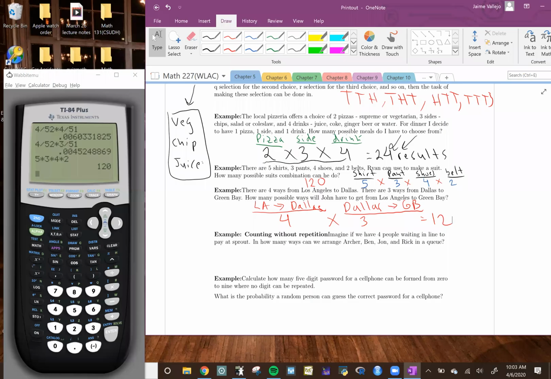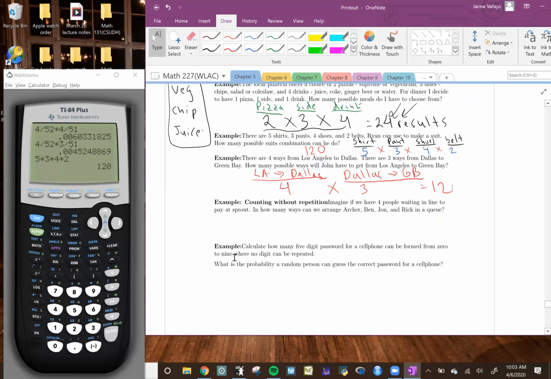Types of problems, do you want us to physically write out LA to Dallas and Dallas to Green Bay and then multiply it, or can we just do 4 times 3? No, you can just do 4 times 3. How did we get the 4? The 4 is because we're doing LA to Dallas, and we get the 3 because we're doing Dallas to Green Bay. But you can just put 4 times 3, and that should be good.